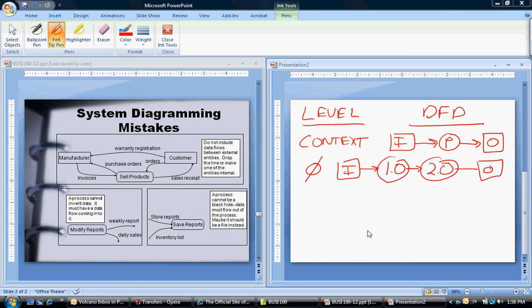Okay, and this is the third segment of this topic on data flow diagrams. What we're going to look at next are some of the potential mistakes that might happen when you're doing system diagramming. And again, it's important, just like in any written language, to have the right grammatical structure in place. This is key as far as trying to avoid system diagramming mistakes.